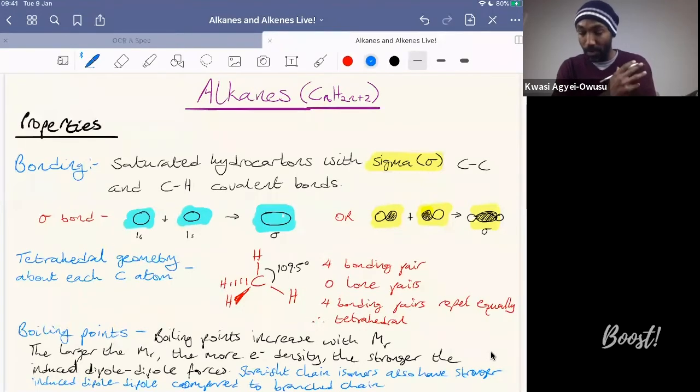So we've looked at the bonding, we've talked about the fact that you've only got sigma bonds, we've talked about the bond angle and counting bonding pairs and lone pairs. We've looked at the trend in boiling points, so increasing MR and therefore increasing electron density and therefore stronger London forces or induced dipole-dipole interactions. The next thing we want to consider as far as the alkanes are concerned is their reactions.